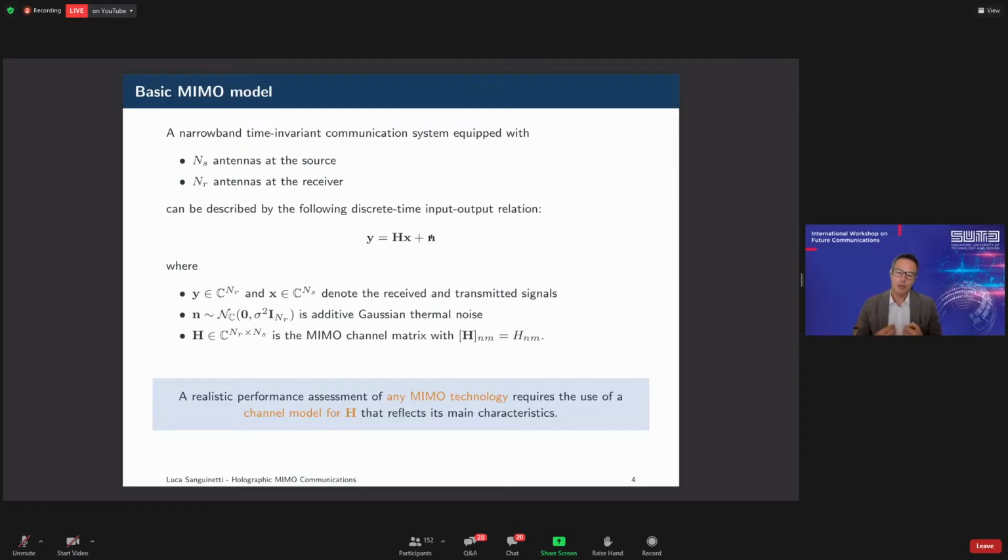Now, if you want to assess the realistic performance of any MIMO technology, the key is to have a proper model for the channel matrix H. If you don't have a proper model, you may not be able to assess the ultimate performance of the MIMO technology that you have in mind. So modeling the channel is one of the major research problems in any MIMO communication system.